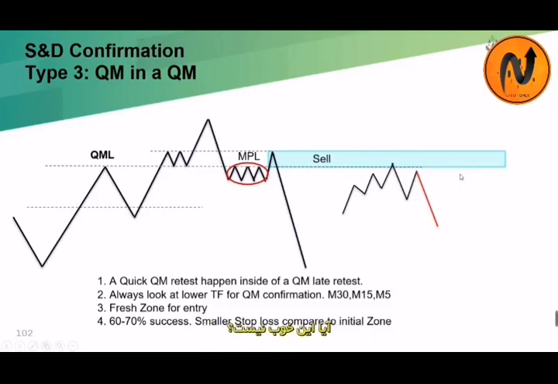So isn't it a good thing? You already reduce your stop loss, means that you can go for a higher lot size. All right, so this is one of my favorite. Usually I will look at this kind of setup, this kind of setup confirmation.